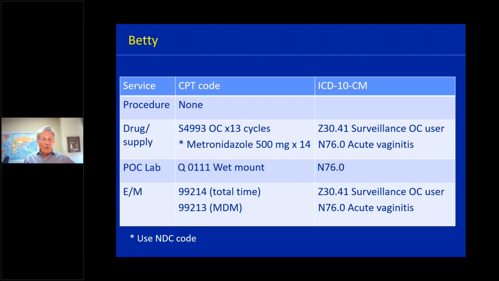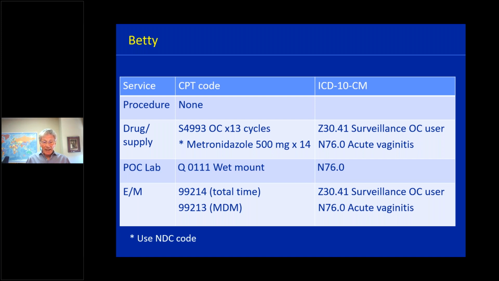All right. The reason for giving her 13 cycles of pills was a Z30.41, which is surveillance of an OC user. The reason for giving her metronidazole was N76.0. And the reason that that's the code for acute vaginitis is that it's also used for bacterial vaginosis. BV does not have its own unique diagnosis code, so we use N76.0 for bacterial vaginosis. Next is she did have a point of care lab, which was her microscopy to diagnose the cells, and Family PACT, that is Q as in Queen 0111 for the wet mount.